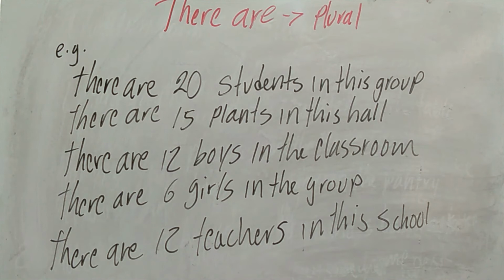A ver, vamos a ver ahora. Seguimos con más ejemplos. Tenemos aquí, there are 20 students in this group. Hay 20 alumnos en este grupo. There are 15 plants in this hall. Hay 15 plantas en el pasillo. There are 12 boys in the classroom. Hay 12 chicos en el salón. There are 6 girls in the group. Hay 6 chicas en el grupo. And there are 12 teachers in this school. Hay 12 profesores en la escuela.